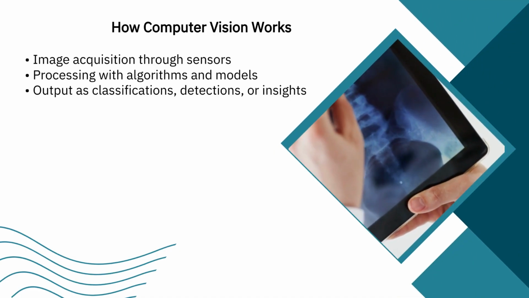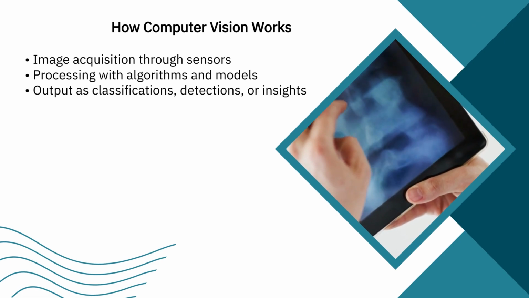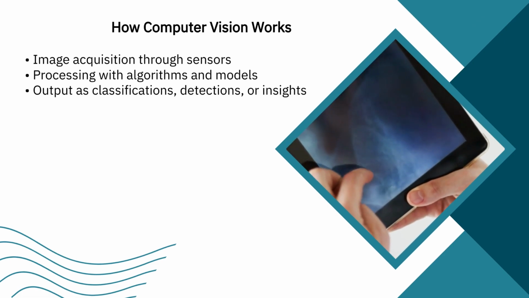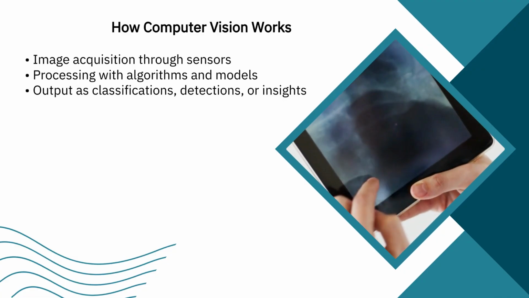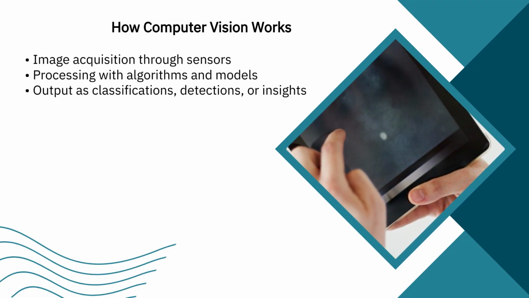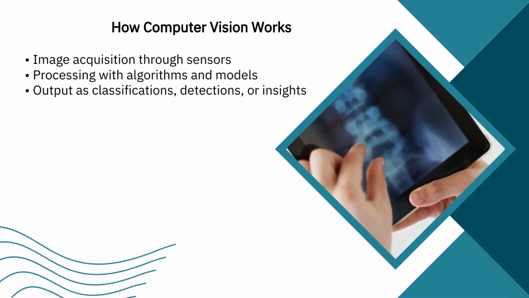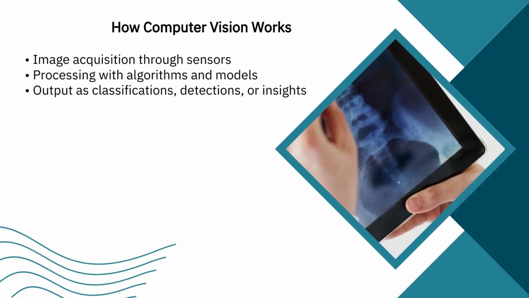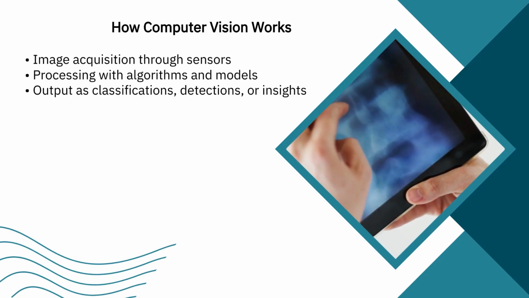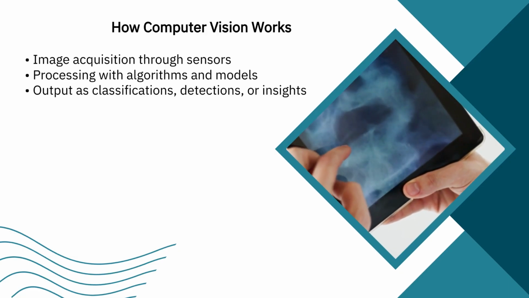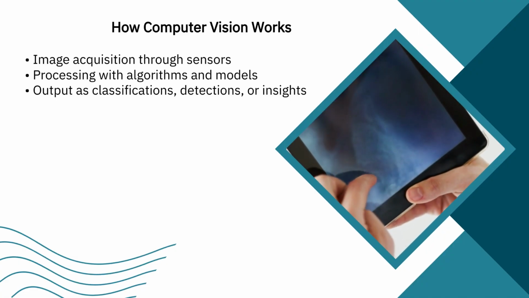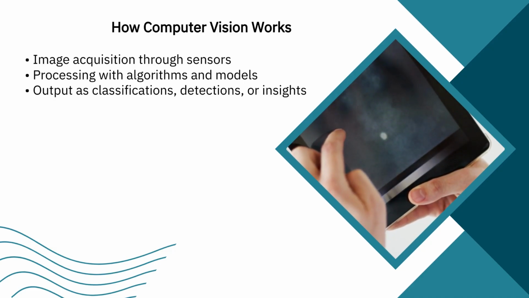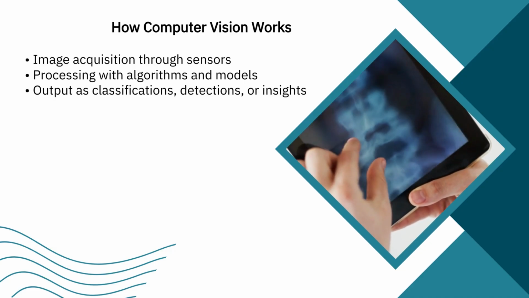Step 2 is processing. The image is converted into numerical data so the computer can analyze it. Algorithms and machine learning models then process this data to identify patterns, shapes, colors, and textures. Step 3 is output. The system provides a result such as labeling an object, detecting a movement, or producing insights. For example, it might say, "This X-ray shows a potential fracture," or "There's a pedestrian in the crosswalk."